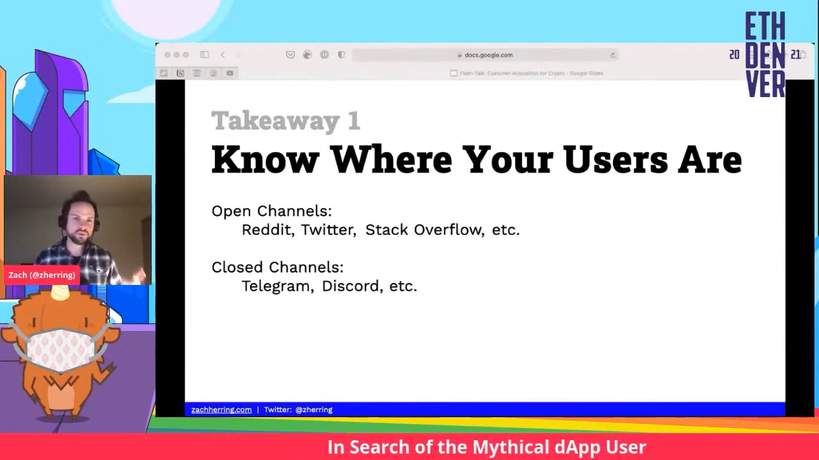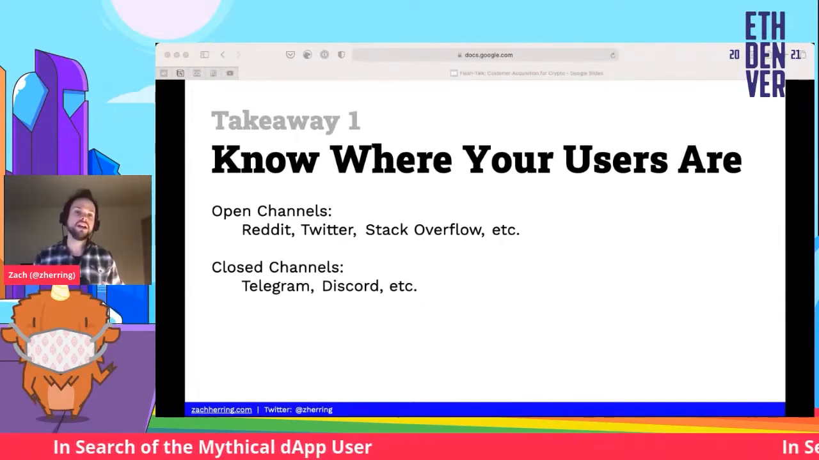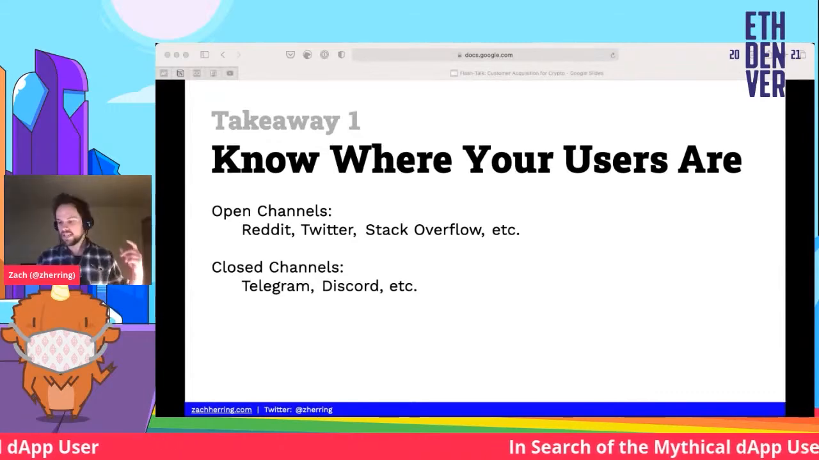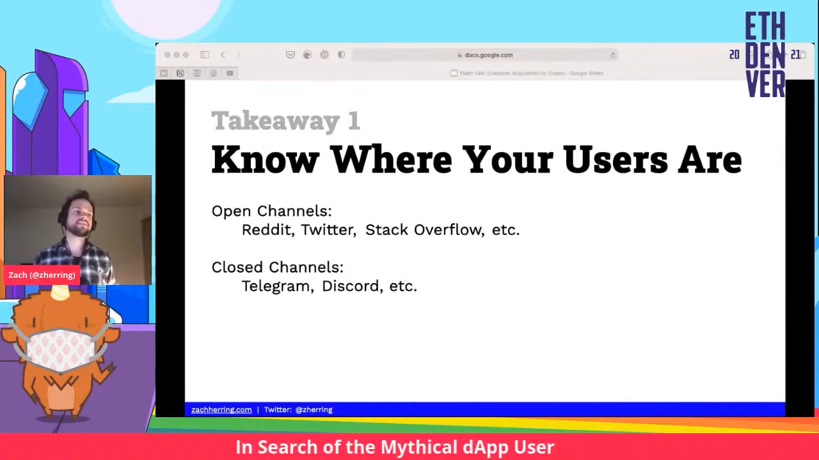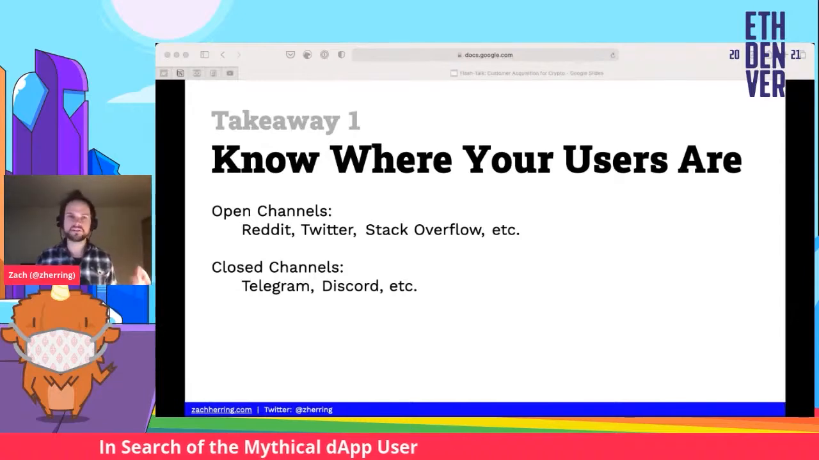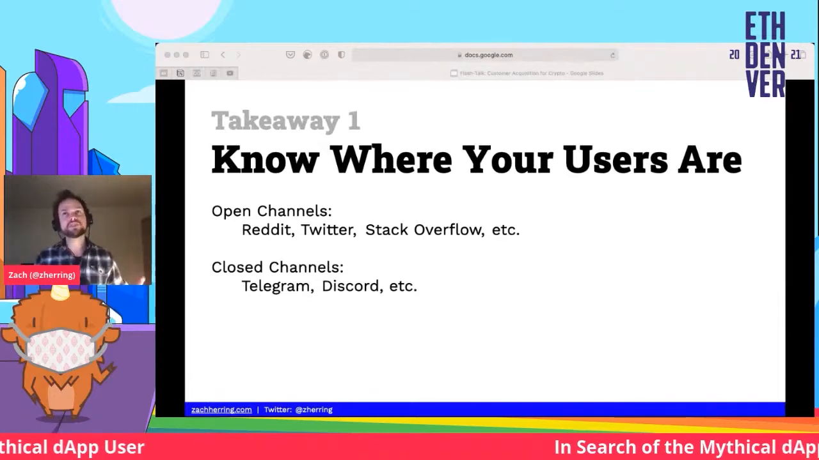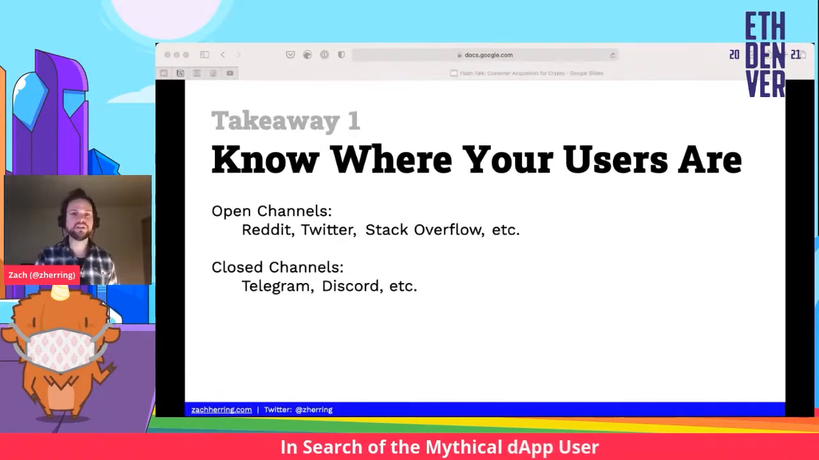Open channels are Reddit, Twitter, Stack Overflow, etc. This is essentially where people use their outside voice in discussions. Closed channels, Telegram and Discord and the like, could potentially be more valuable because since they're closed, they don't have to worry about strangers or outsiders, so they don't need to use an outside voice. They can talk in specifics that only their in-groups understand, but it's still really useful.